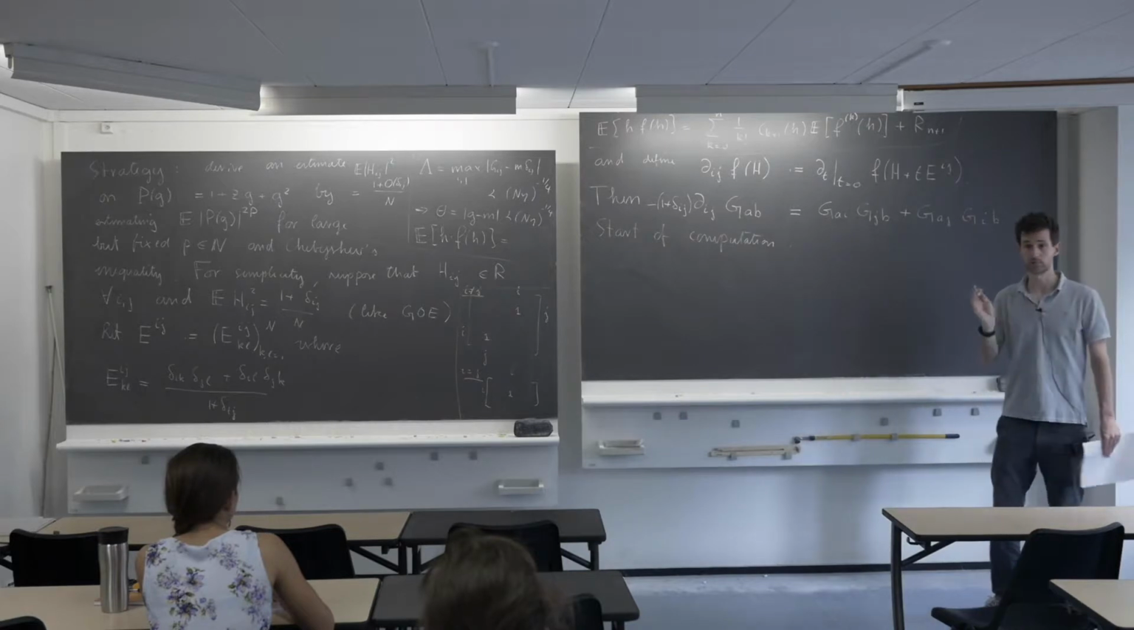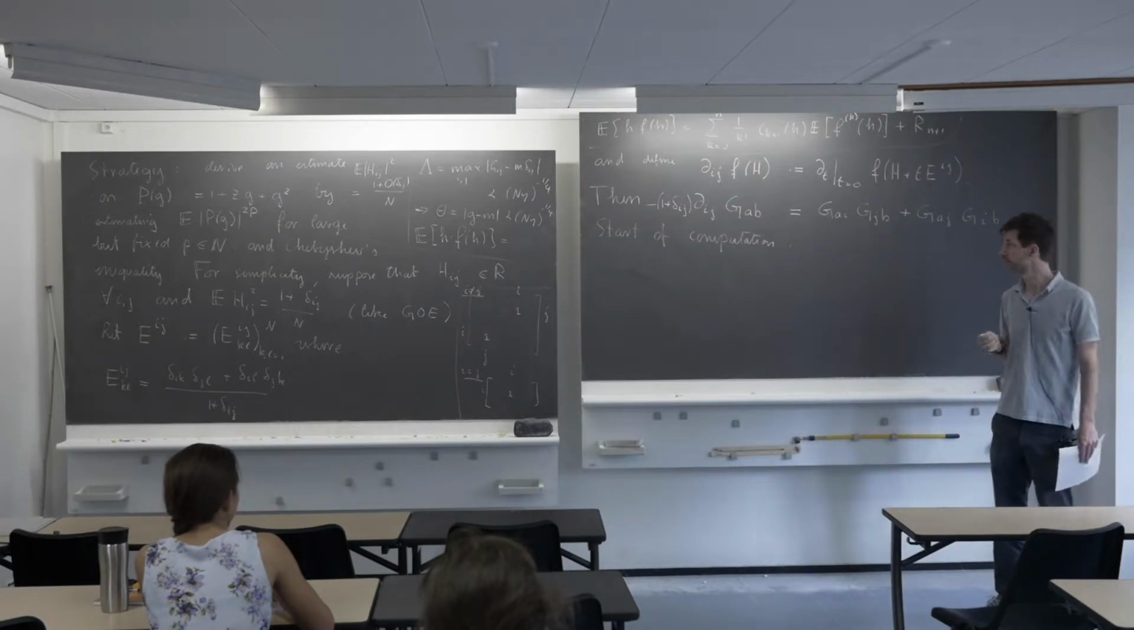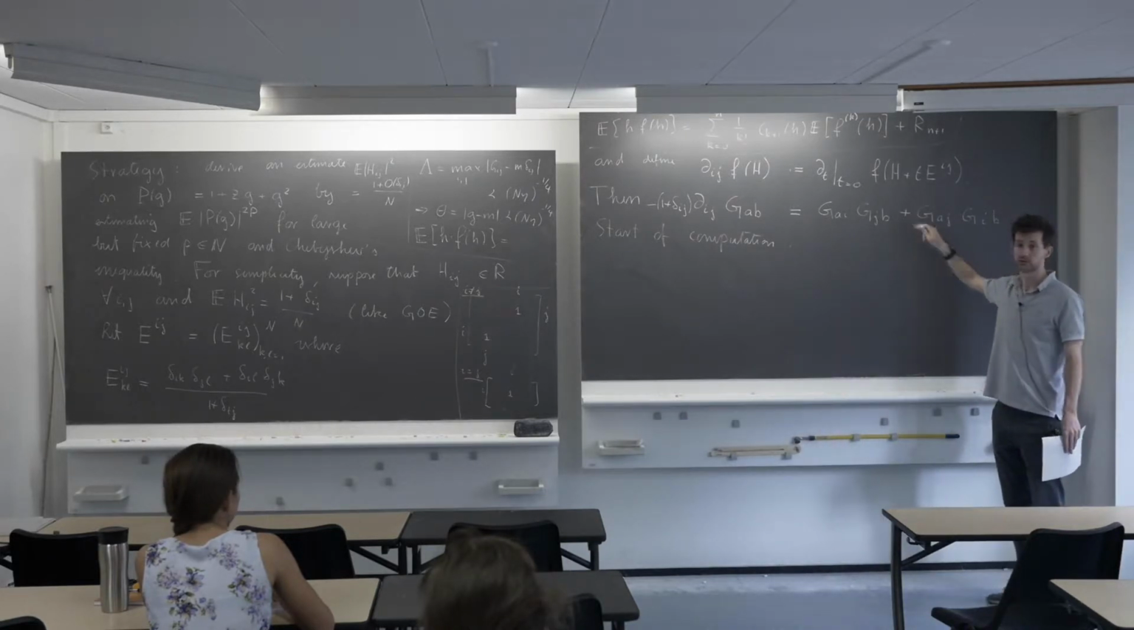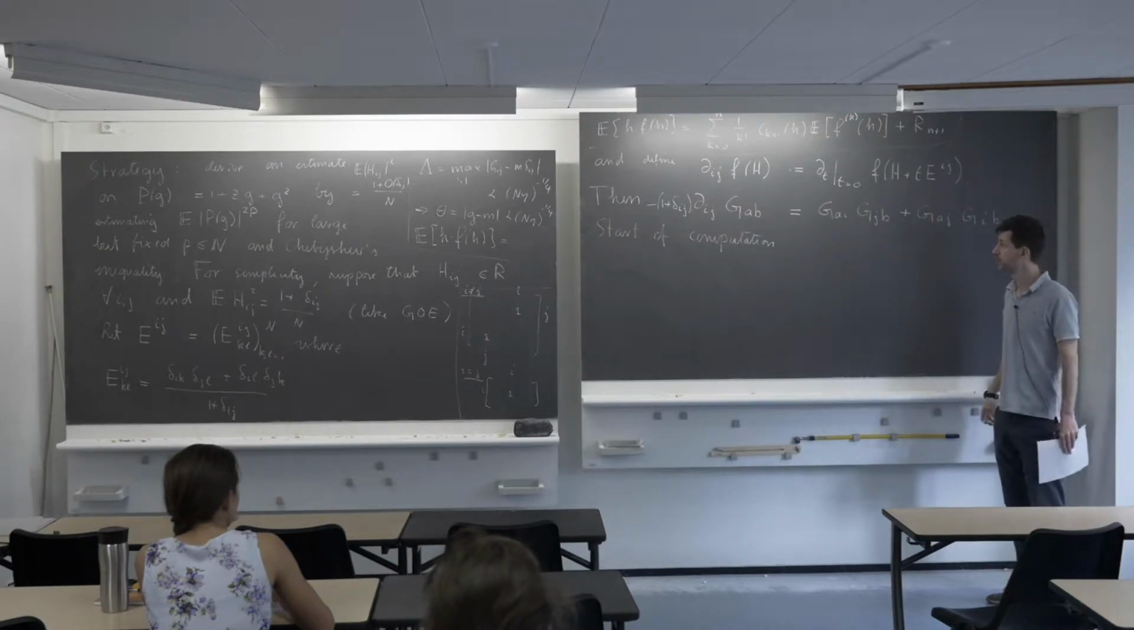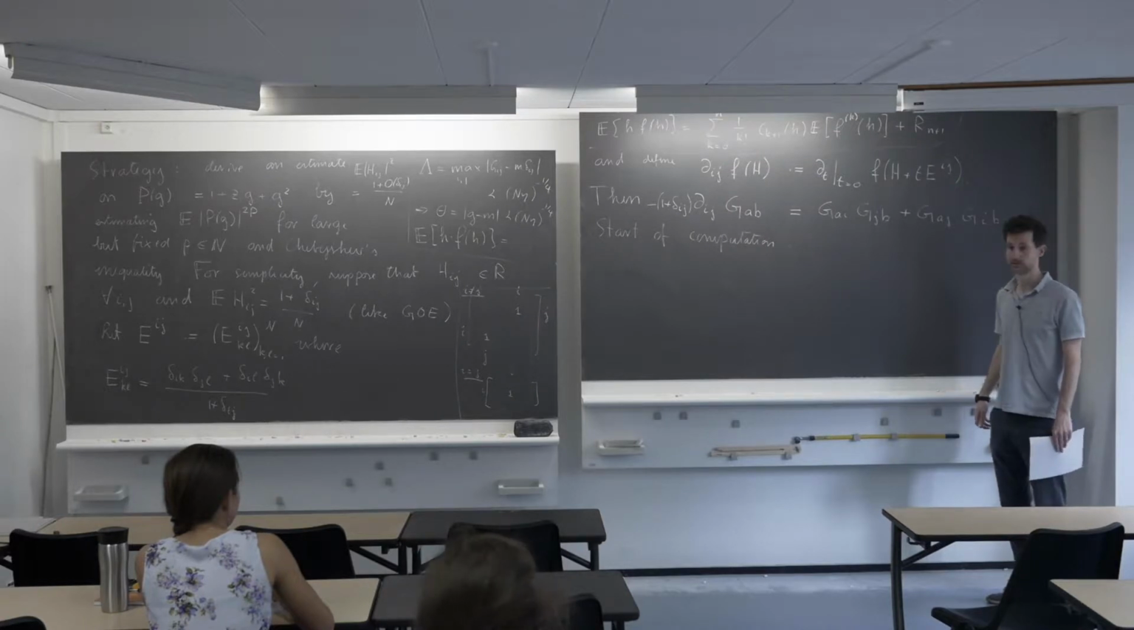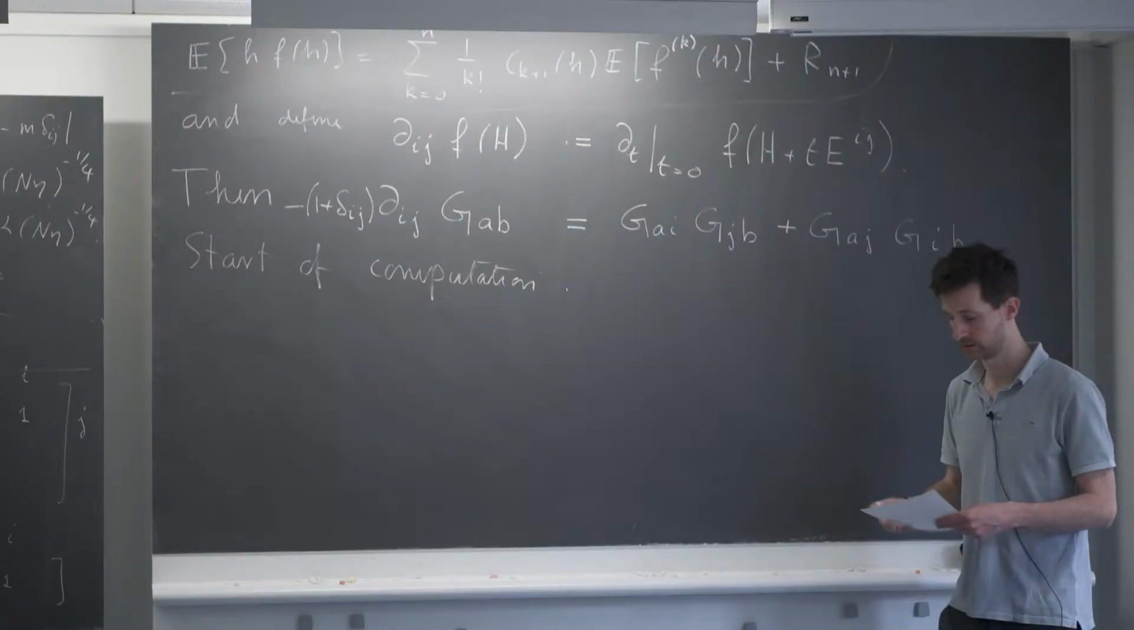We don't use any Schur complement formulas or resolvent identities. We just use these kinds of trivial resolvent identities which come from the resolvent expansion. And the only fact we use about G is that it's the inverse of H minus Z.